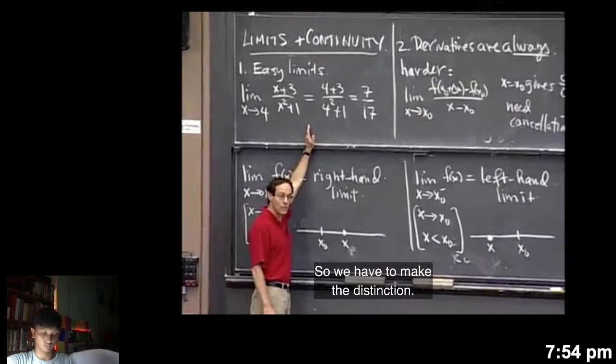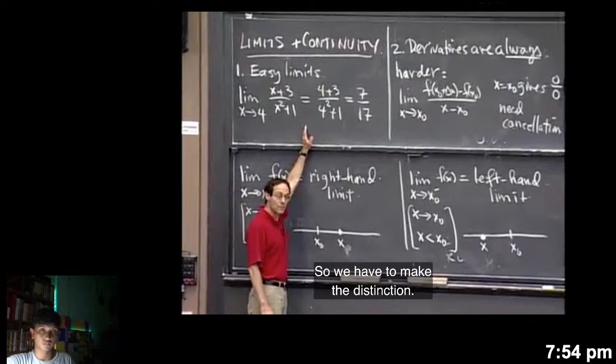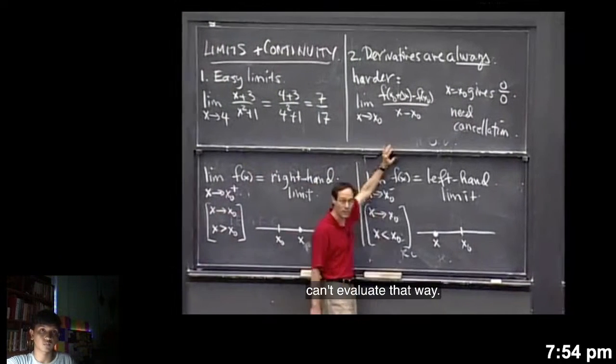We have to make a distinction, and these other ones are going to be the ones which we can't evaluate that way. So these are the nice ones, and that's why we care about them, why we have a whole definition associated with them. All right.